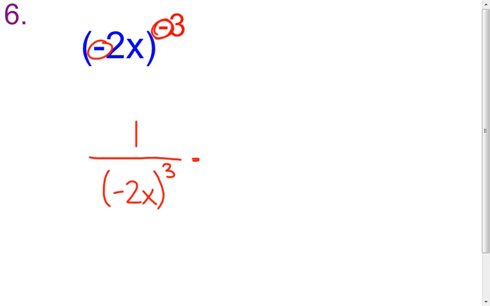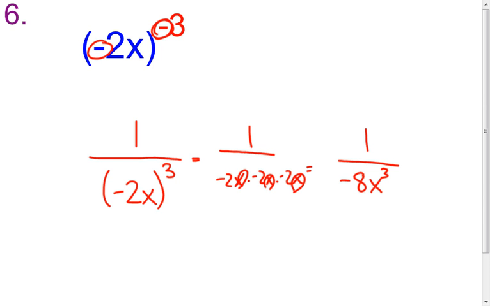Of course, this is really 1 over negative 2x times negative 2x times negative 2x. Well, negative 2 times negative 2 times negative 2, or negative 2 to the 3rd power, would be negative 8, and then x to the, I have 1, 2, 3 x's here, x to the 3rd power. Okay?